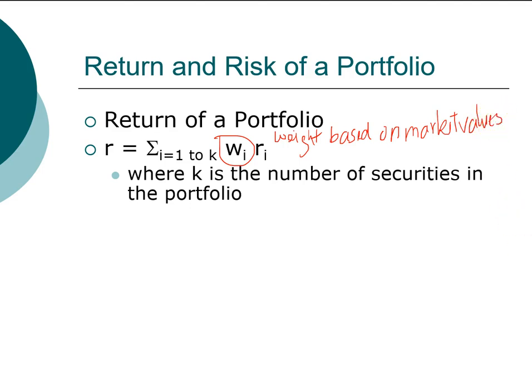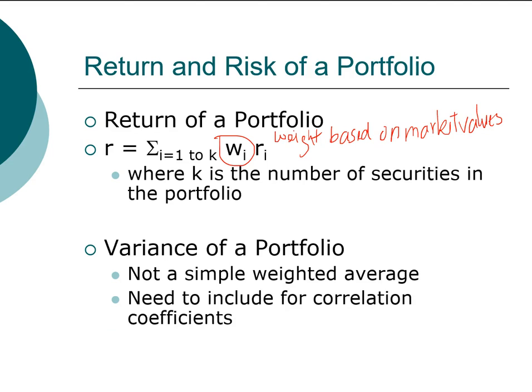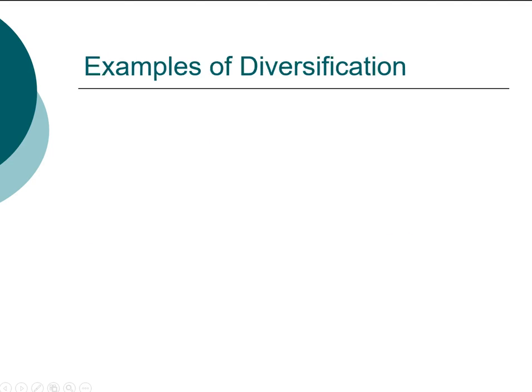Another thing that we want to mention is that the variance of a portfolio is not a simple weighted average, and we need to take into account a concept called the correlation coefficient. We will not go over how to compute the correlation coefficient in this class, but in a more advanced class such as investments, we will go into how to do those calculations. However, that doesn't impact our ability to understand how a portfolio works. So let's take a look at an example. We'll use only two stocks in this example.